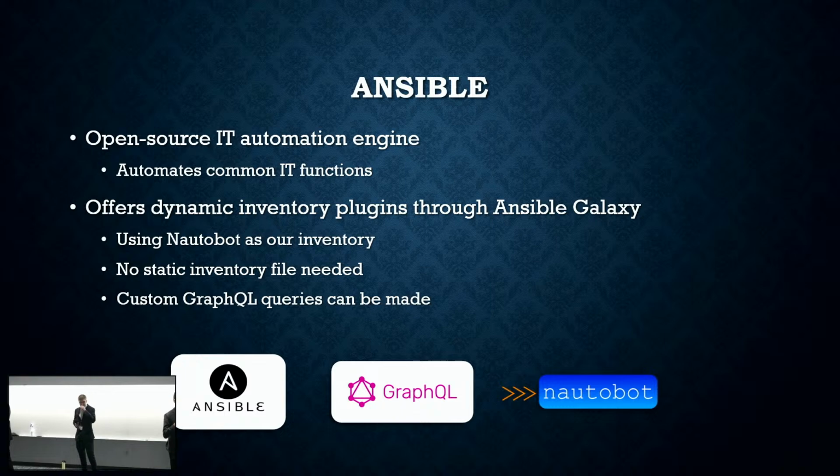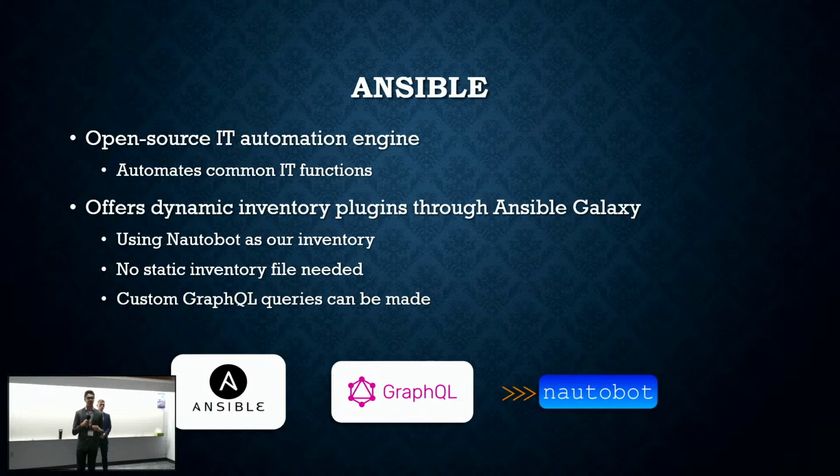So the main tool that we are using to automate our deployment of network configurations is Ansible. Ansible is an open source IT automation engine that automates common IT functions with major support from big technology vendors such as Cisco and Arista. And everything was readily available through the default Ansible app repository.